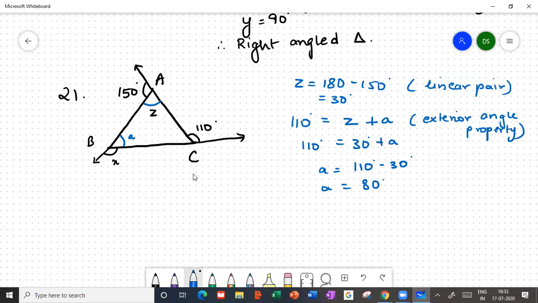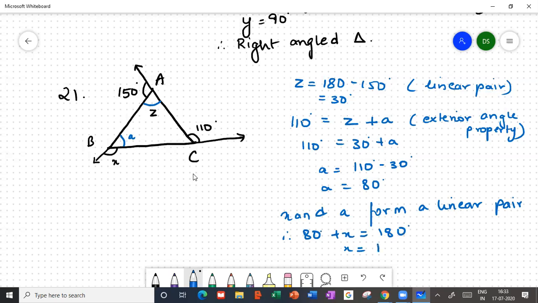That's going one more step ahead. If you just see here, A and X also form a linear pair. So I'll directly do 180 minus A and get X. Therefore, 80 plus X is equal to 180, or X is equal to 100.